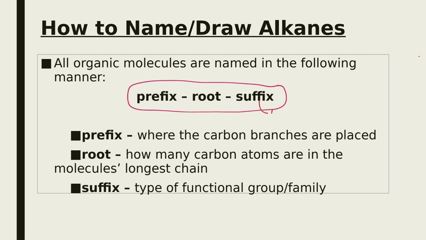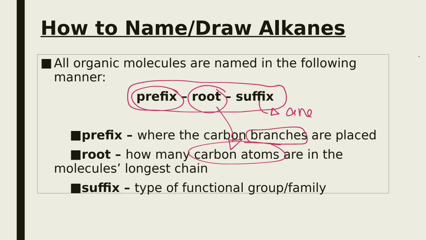The suffix is the ending, in this case ane, and this tells us that we have single bonds. The root tells us how many carbon atoms we have in our molecule's longest chain. And then the prefix, and many times there are lots of prefixes, not just one, there could be 3 or 4 or 6, it all depends, tells us how many branches are placed on the longest chain. So there's a system here that we need to follow and become comfortable with.